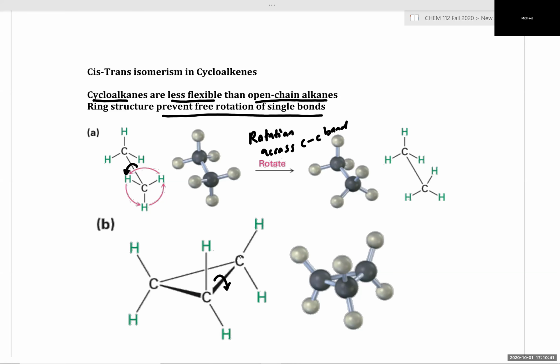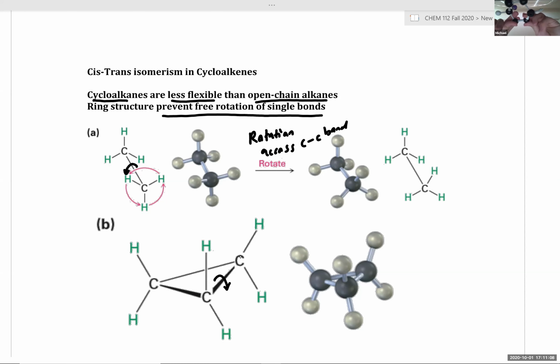Okay, so let's look at our typical acyclic system, our linear system. Does everyone see how I can freely rotate about my carbon-carbon bond? And I have a lot of flexibility across my carbon-carbon bond. Does everyone see that? Okay, now let's try to do the same thing with a cyclic system.